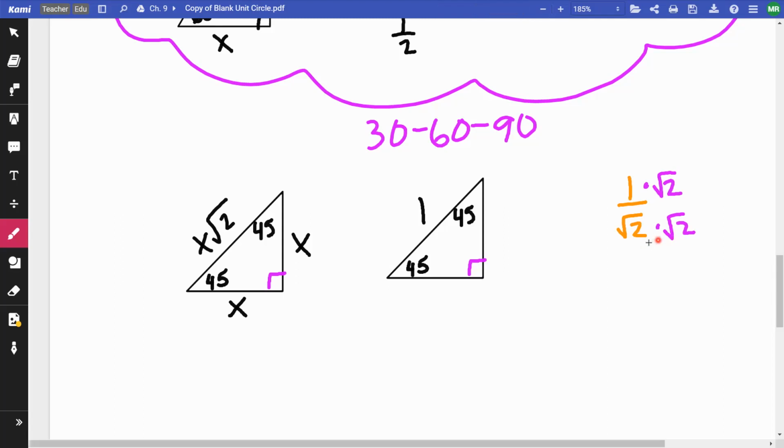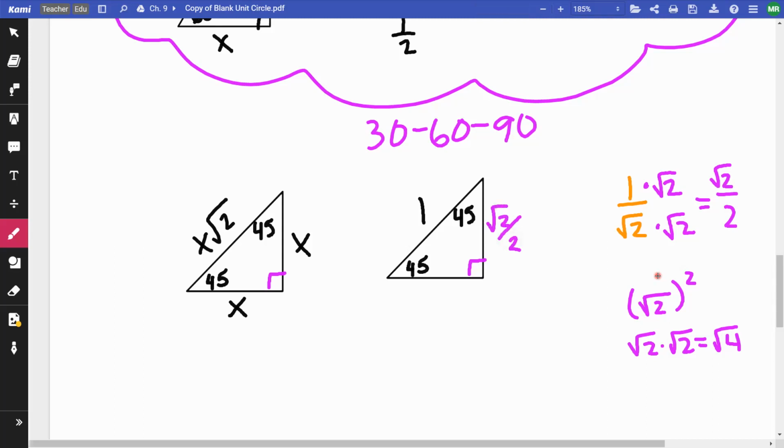Another way to think about it, if I take √2 times √2, I'm just going to jot this here. I'm really taking √2 squared, and the square undoes the square root, which leaves me with the 2. Or again, you can think about it as √2 times √2 is √4, but what's the square root of 4? 2. Both of these cases, I'm going to end up getting a 2 on bottom. And on top, I'm going to have a √2. That's what these sides are going to be, √2 over 2, √2 over 2.